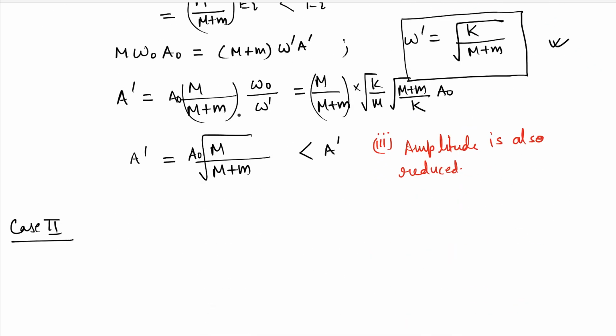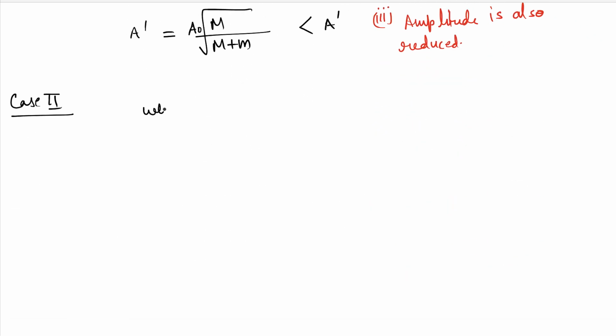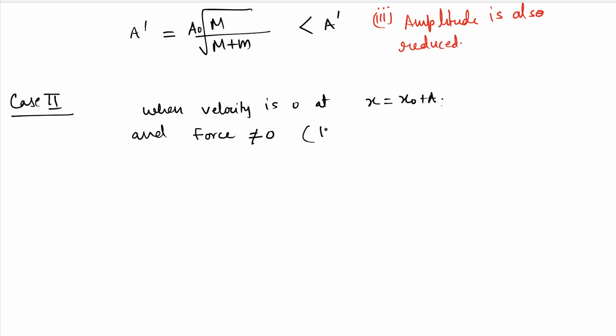Okay. So when velocity is 0, at x equal to x0 plus a, the force is not 0 because k is not 0. Therefore, linear momentum is not conserved. Okay. So you see this one clearly.